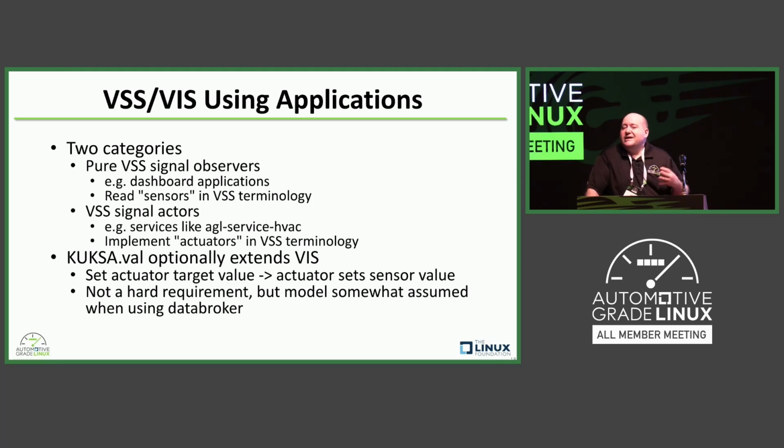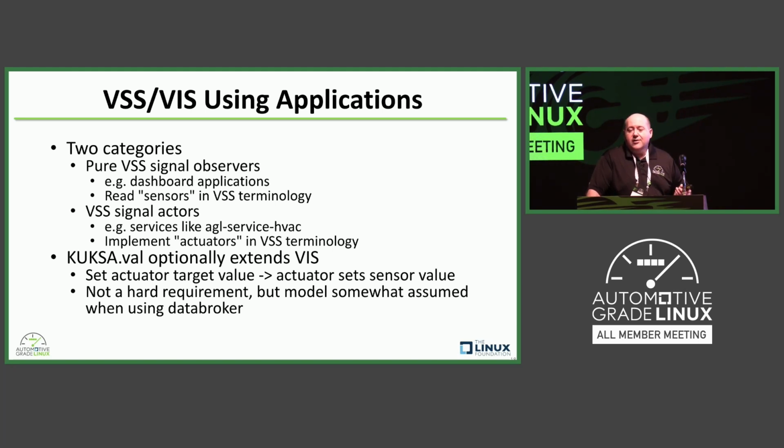So, what are the applications that are using it and how? Because this is the work. The server is one thing, but then we have our client side. There are two categories of applications that interact with VSS. They're sort of like your pure observers. You can imagine a dashboard app is really only looking for sensor updates, your speed, RPM, those kinds of things.